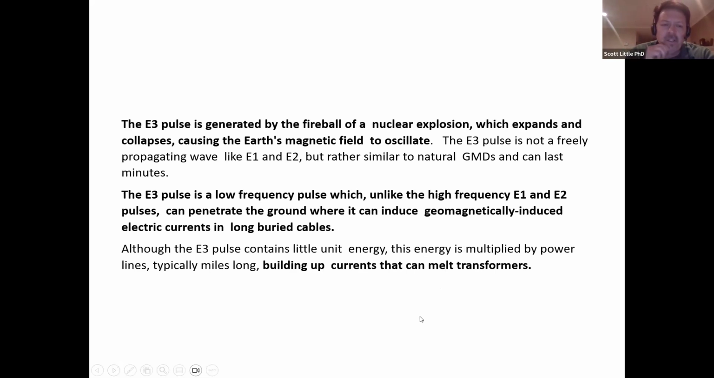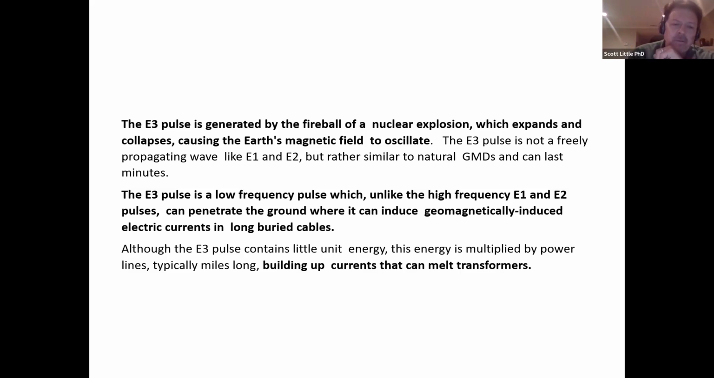And then we get to the E3, and that's the pulse generated by either the fireball expanding and collapsing if it's a nuclear explosion, or also the actual plasma ball coming from the coronal mass ejection of the sun. And this is what's causing the Earth's magnetic field to actually oscillate and move back and forth. It's not as much of a freely propagating wave like an E1 or an E2, but it's more like a magnetic disturbance in the field that can last for quite a few minutes or even longer. And it's a low frequency pulse.